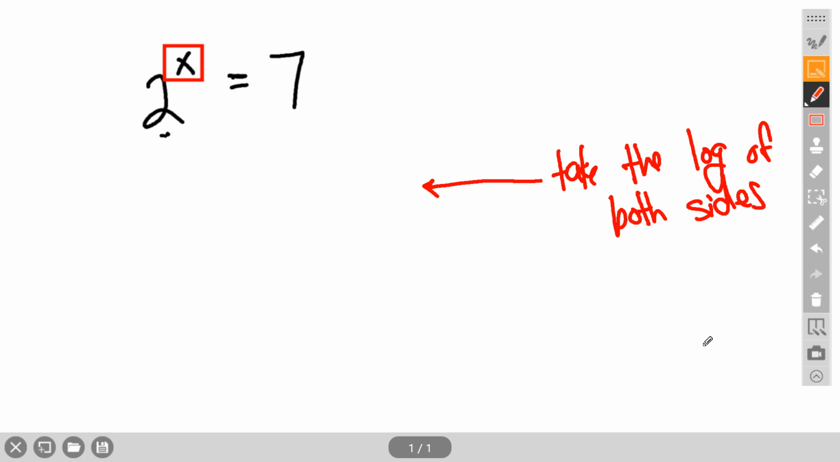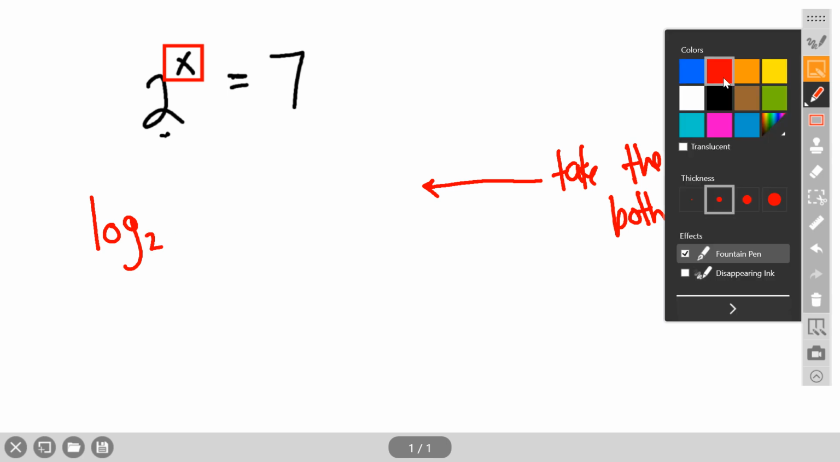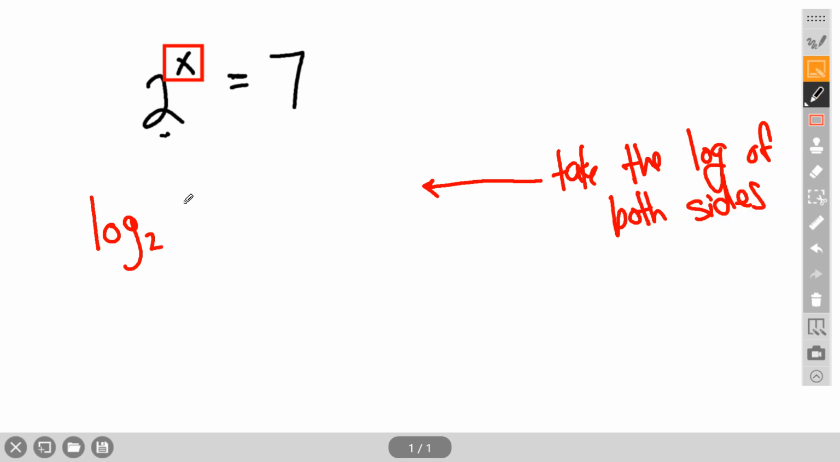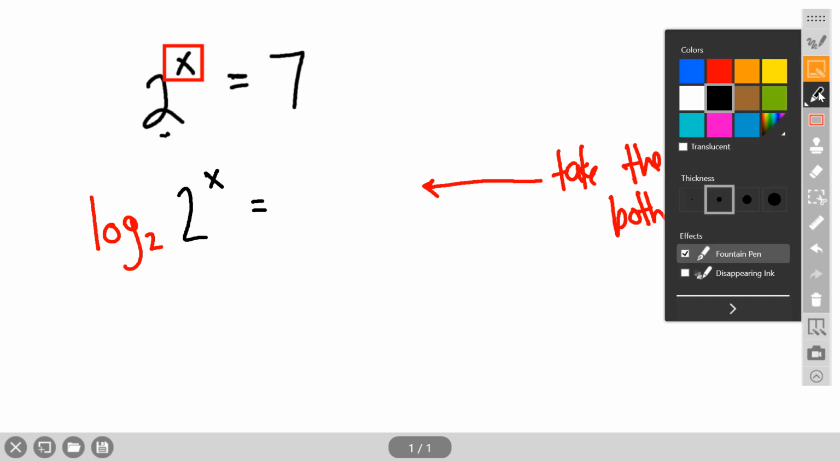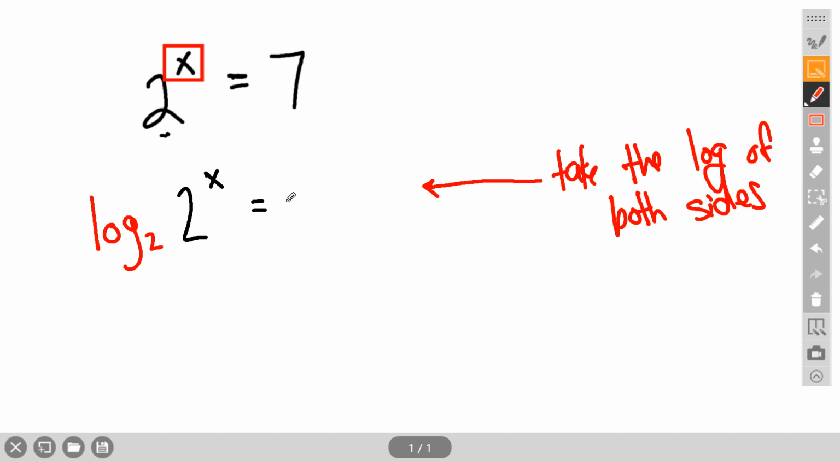Okay, so what does it look like to take the log on both sides? Essentially what I'm going to do is I want to get rid of the 2, so I'm going to take a log base 2, and I'm just going to do it on both sides of the equation. So the left side of the equation, log base 2 of 2 to the x, and then the right side of the equation, log base 2 of 7.